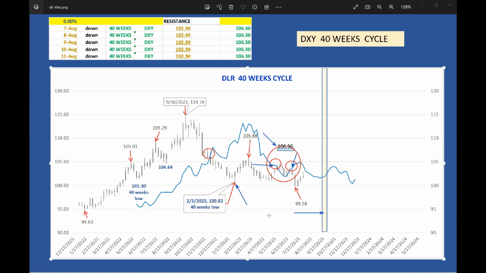The market should use its cycle line as a resistance before the next decline. The success rate for the 40-week cycle for this year is 0%. It never meets its target since we have only one signal.